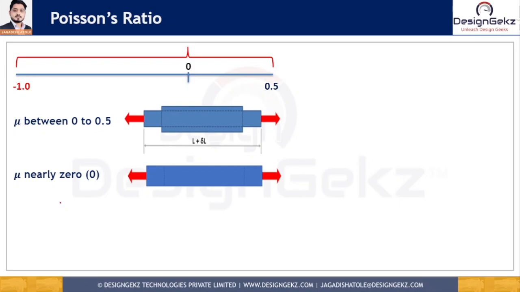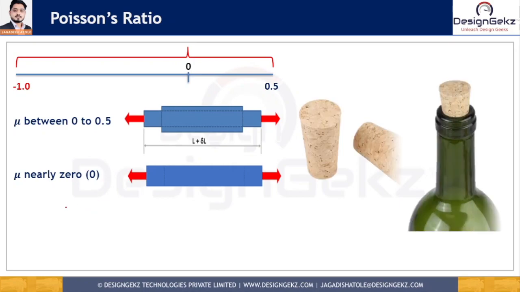get contracted in the lateral directions, meaning there is no change in the lateral dimensions when the tensile force is applied in the longitudinal direction. The cork material behaves this way, which has nearly zero value of the Poisson's ratio, and this cork material is used in wine or champagne bottles because here we require a material which should not expand in the lateral direction while pressing it or inserting it in the bottleneck.